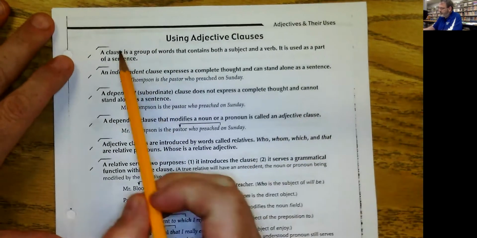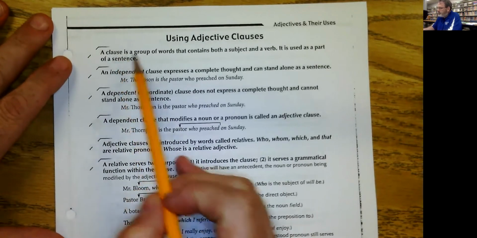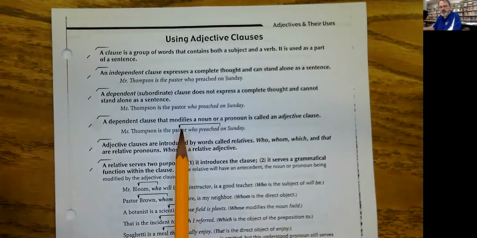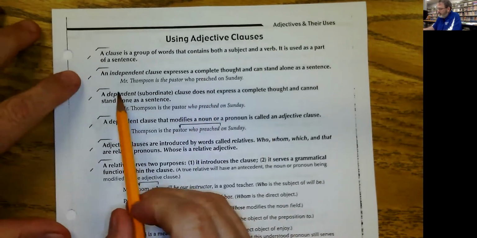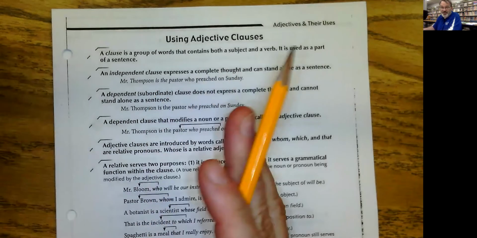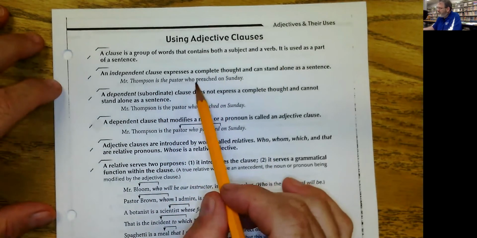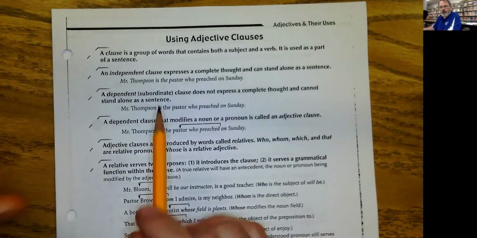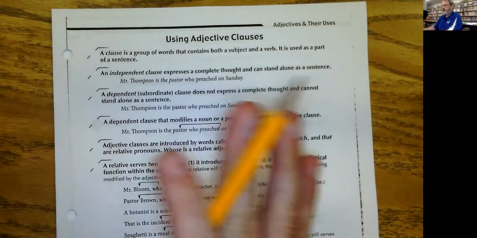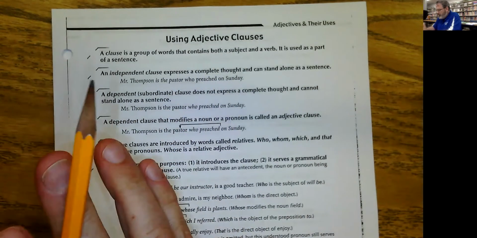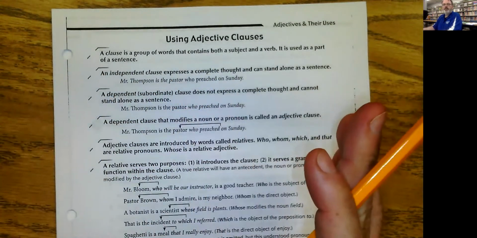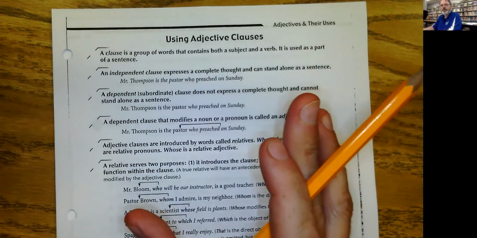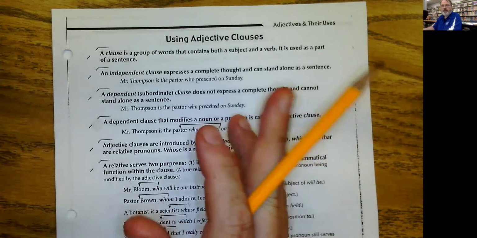Okay, so a clause is a group of words that contains both a subject and a verb, and it's used as part of a sentence. An independent clause is a sentence. An independent clause expresses a complete thought and can stand alone as a sentence. So if you can walk up to the front of the room in front of people and state that clause and then walk away and people understand what you said, they're not waiting for more, then you've got an independent clause.